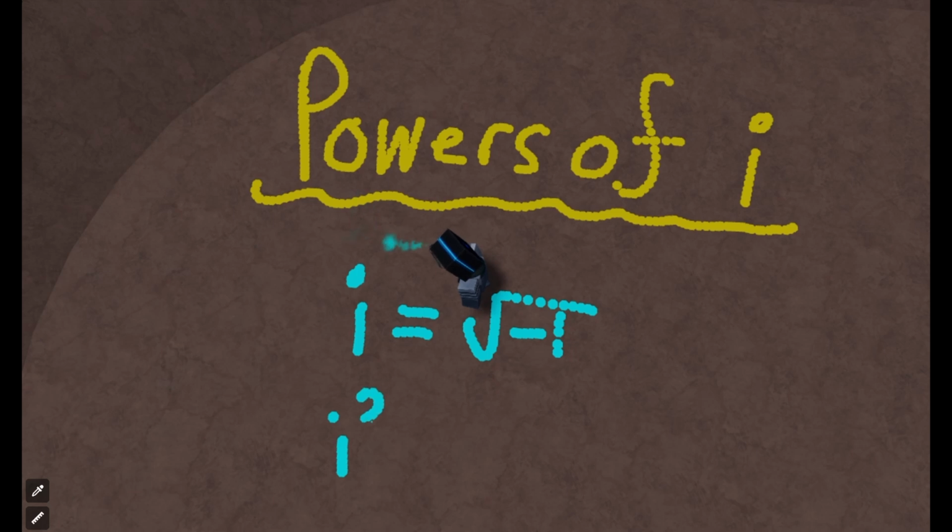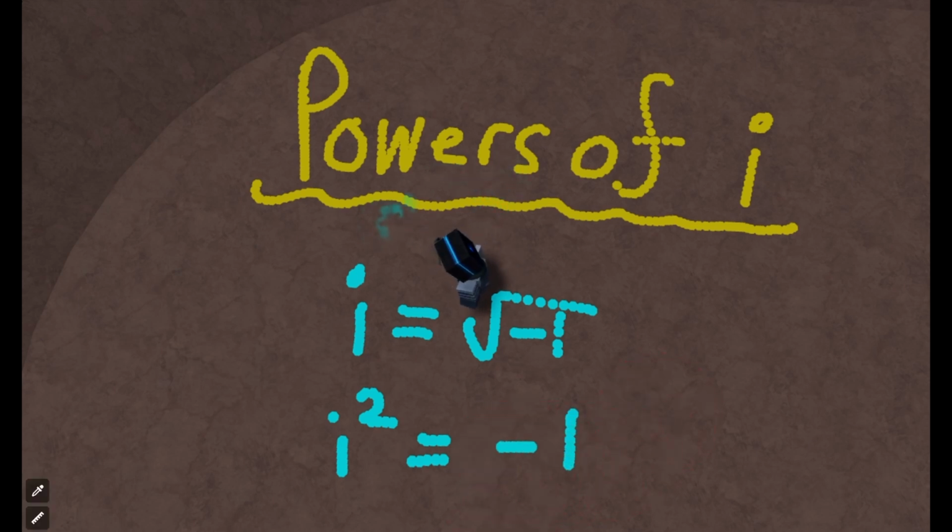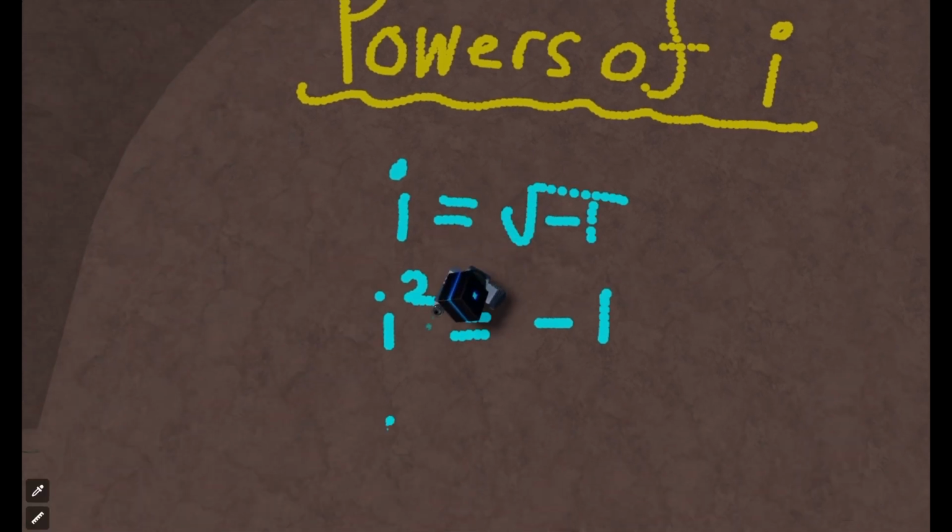Well, i squared is just equal to the square root of -1 squared. And if you do that, the square and the square root cancel, and you're left with i squared is equal to -1. What about i to the third power? How can I compute that?